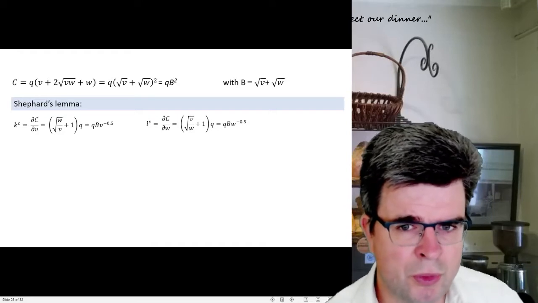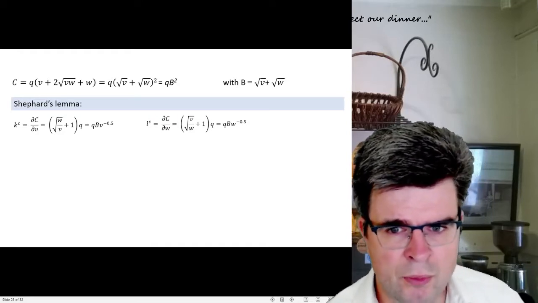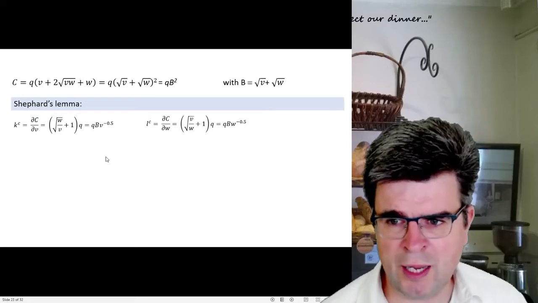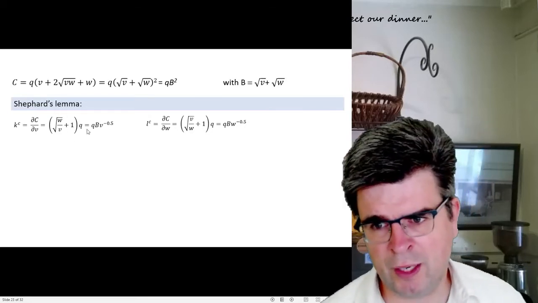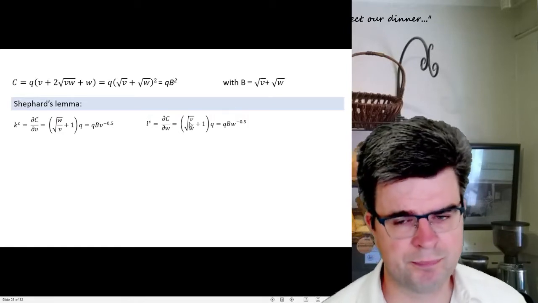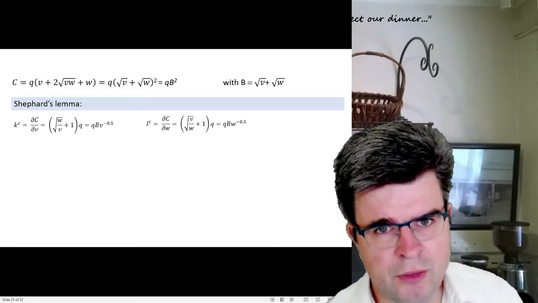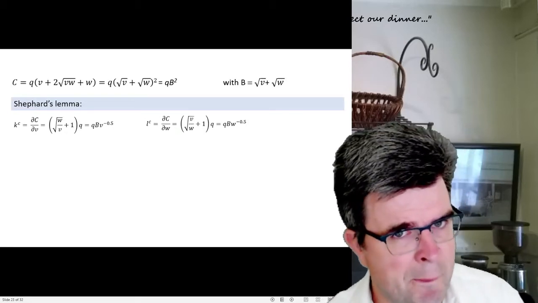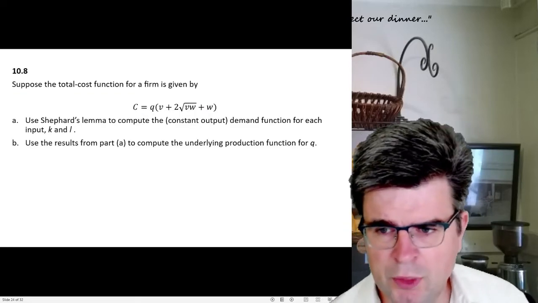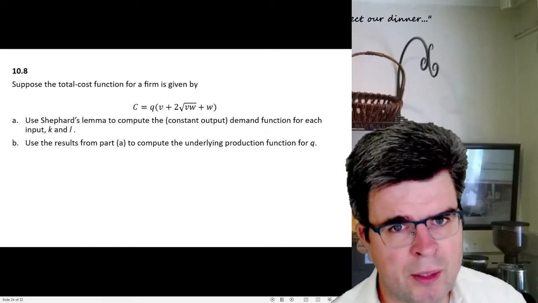Of course, there was no need for you to introduce this capital B notation. To answer question A, it would be sufficient if you had the term that is given here and here. But we will use that capital B notation when going to question B. Now, what is question B? Use the results from part A to compute the underlying production function.